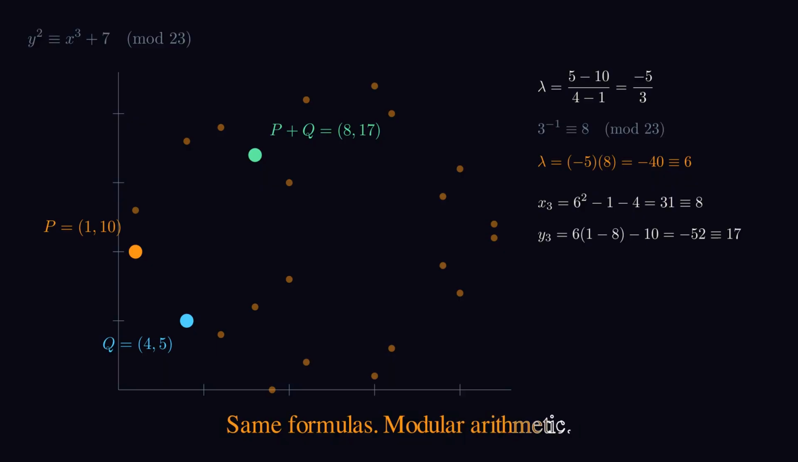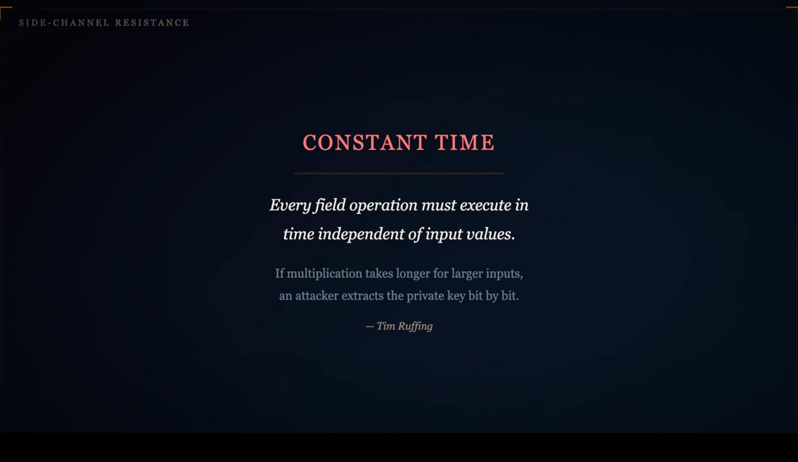You can verify. 17 squared is 289, which modulo 23 equals 13, and 8 cubed plus 7 equals 519, which modulo 23 also equals 13. Same formulas. Modular arithmetic.